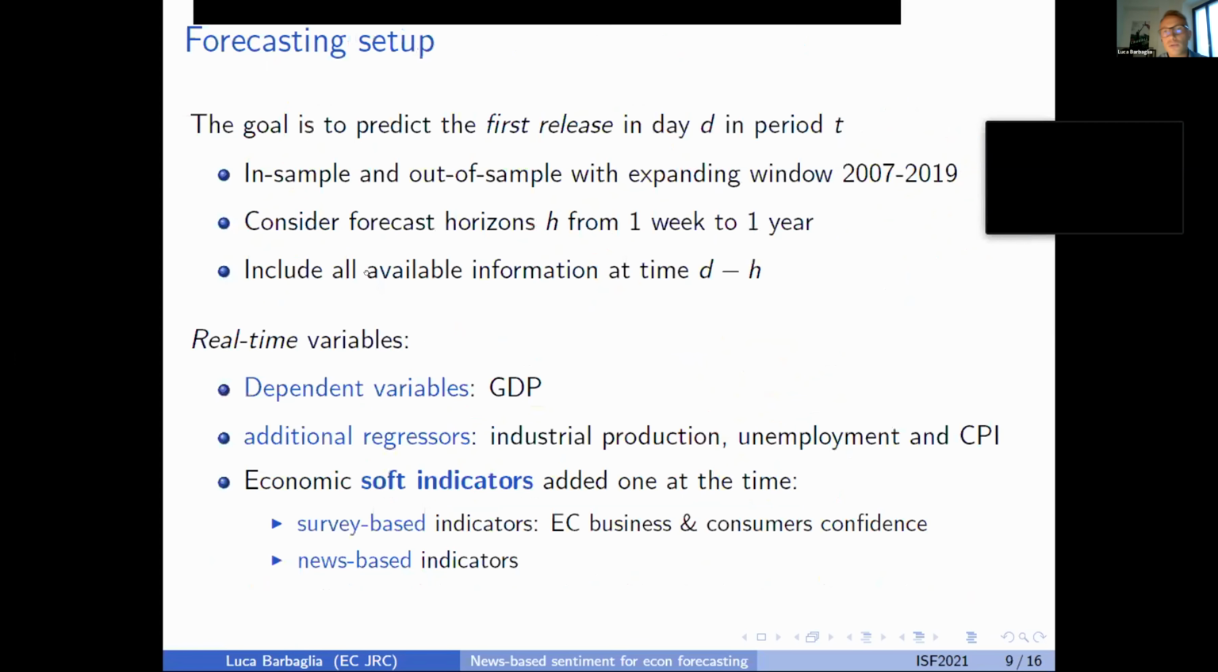So let's move now to the forecasting exercise. Our goal is to predict the first release in a real-time exercise. We consider an expanding window going from 2007 to 2019. We have forecast horizons that range from 1 week before the release until 1 year. And we include all the information available in real time, considering the exact vintage. The dependent variable is GDP. We have some additional macro regressors that we will use in our forecasting exercise, and then we consider the soft indicators, being either the surveys or the news-based indicators that I presented above.